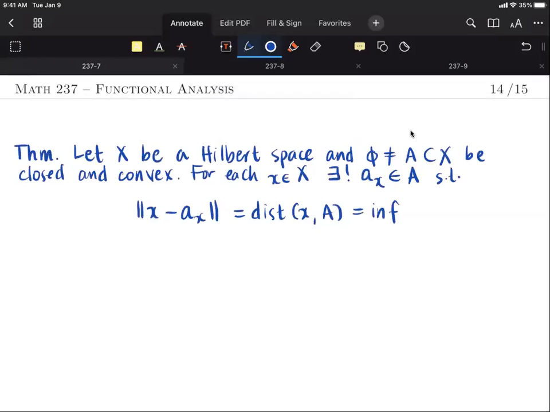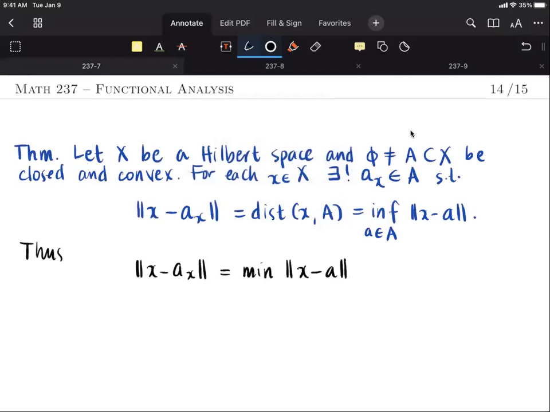So recall that the distance between a point and a set is the infimum of the distance between x and elements in A. That is the definition of the distance of a point and a set: the infimum of the distances of x to any point on the set A. In particular, this implies that the infimum is attained since A_x is in A. Hence, I can write this also as the minimum of the distance between x and the points in your set A. So the infimum is attained, therefore it is a minimum.